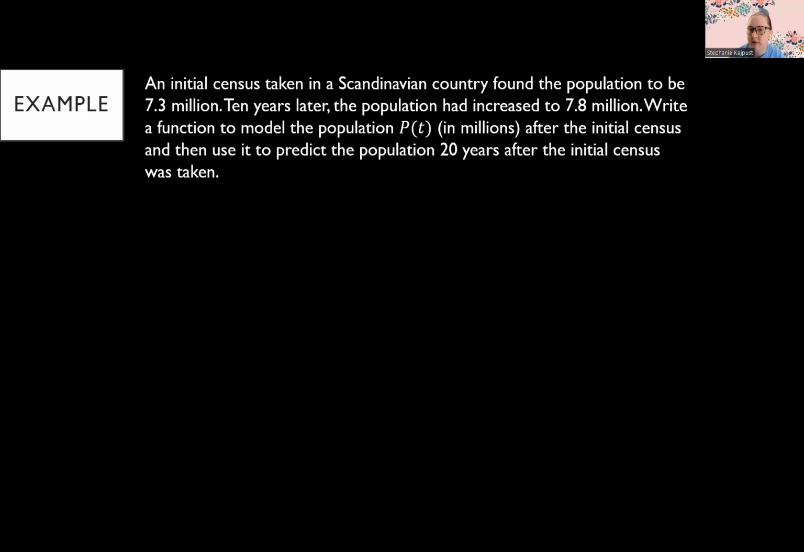So an initial census taken in a Scandinavian country found the population to be 7.3 million. 10 years later, the population had increased to 7.8 million. Write a function to model the population P of t in millions after the initial census, and then use it to predict the population 20 years after the initial census was taken. So we've got a lot going on here. But the first thing we need to do is actually figure out what model we're using.